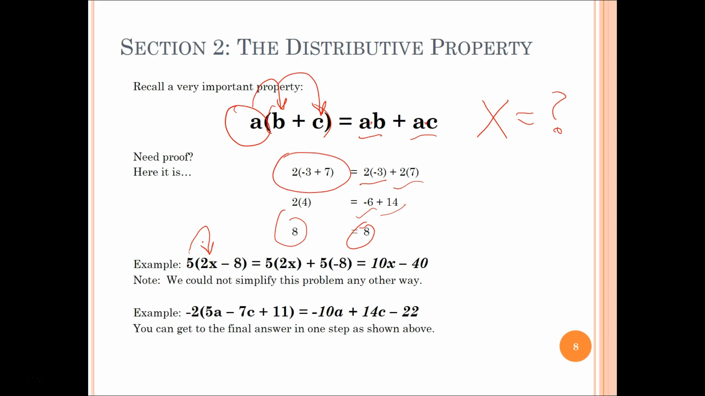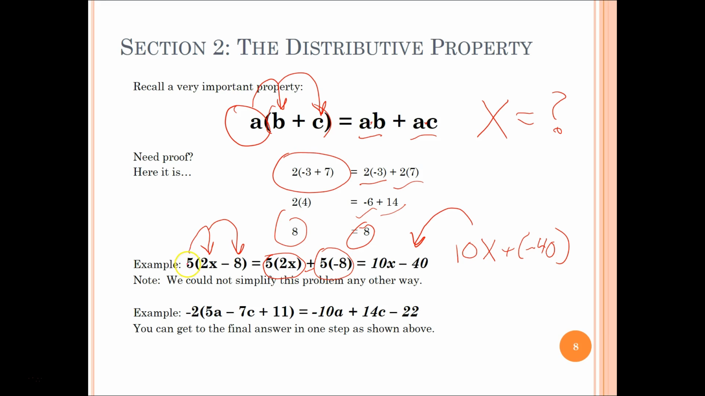We can follow this rule to a T and say, okay, the first product is 5 times 2x. If we look at the next one, we're adding a positive 5 to a negative 8. Notice that if we're doing this out, that would give us 10x plus negative 40. Well, we know that adding a negative is the same thing as subtracting a positive. So we can jump right to subtraction if we want to.